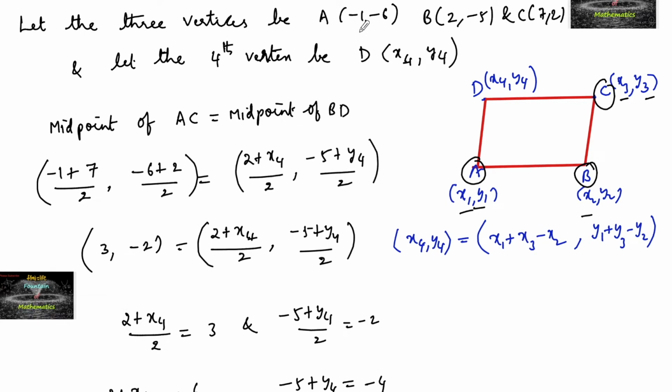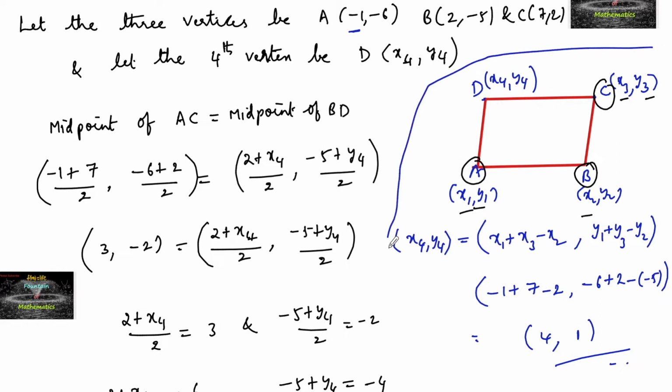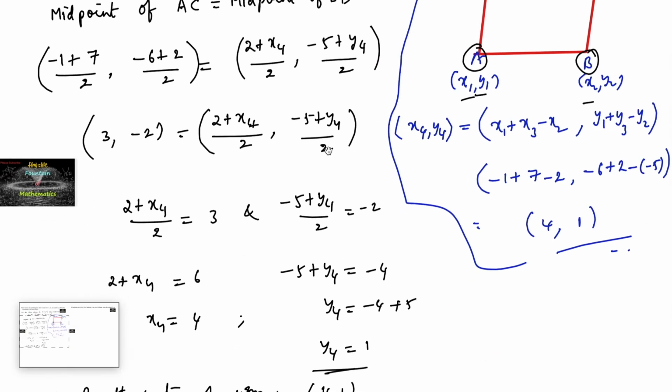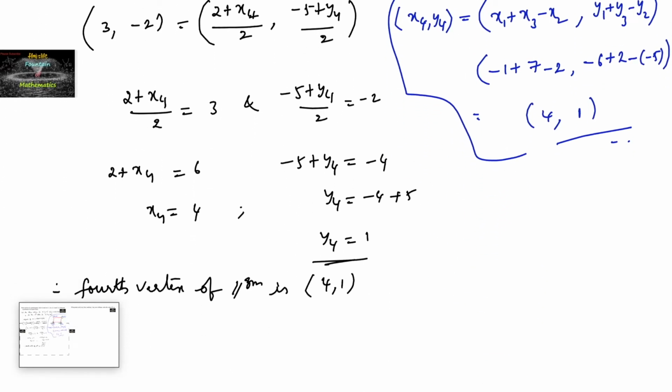x1 plus x3 minus x2, so that is -1 plus 7 minus 2, comma -6 plus 2 minus of -5. That is 6 minus 2, which is 4, comma -6 plus 2 is -4, plus 5, that is 1. So we got the fourth vertex (4, 1). So for objective purposes you can use this shortcut trick. Conceptually, we can find it by using the midpoint.